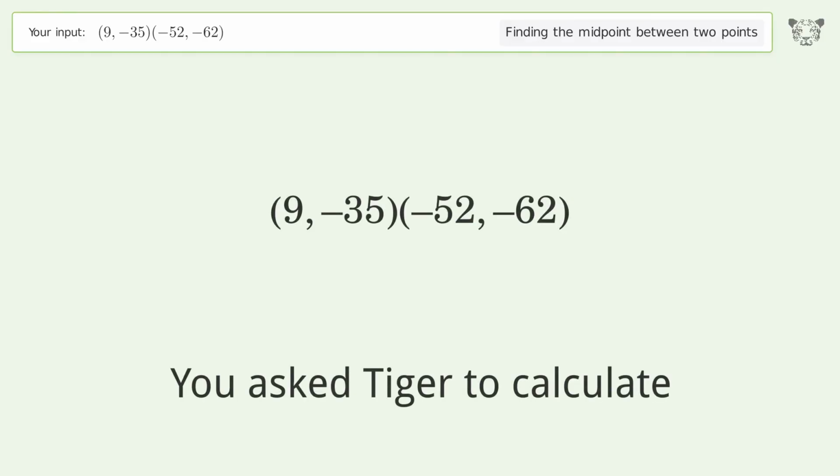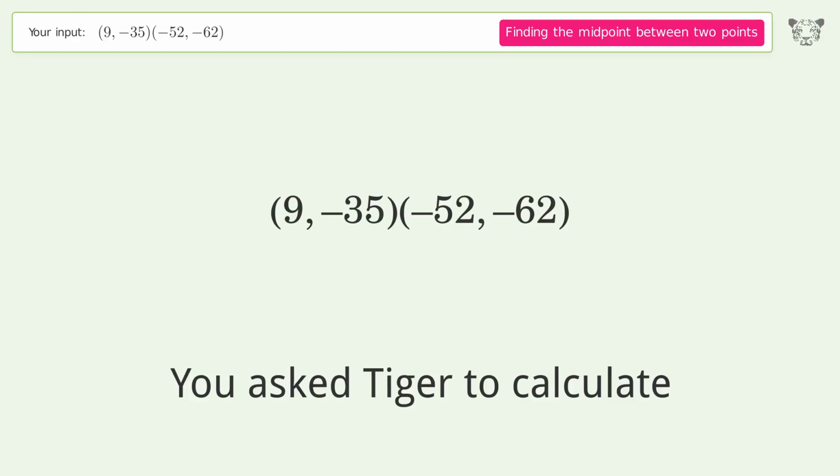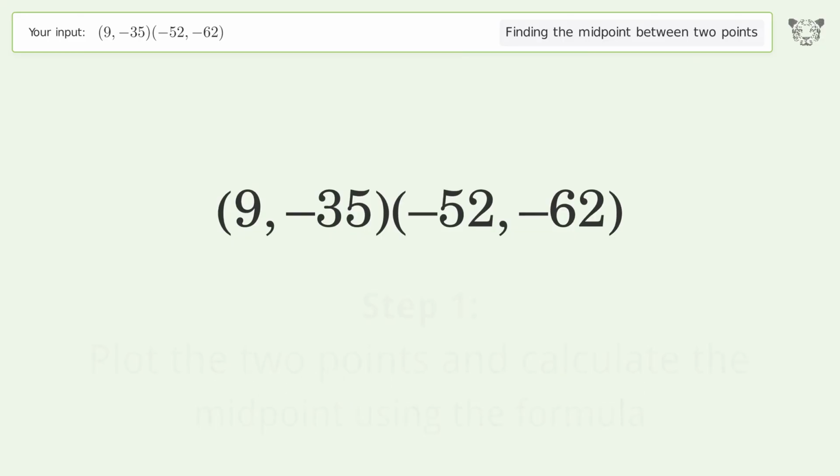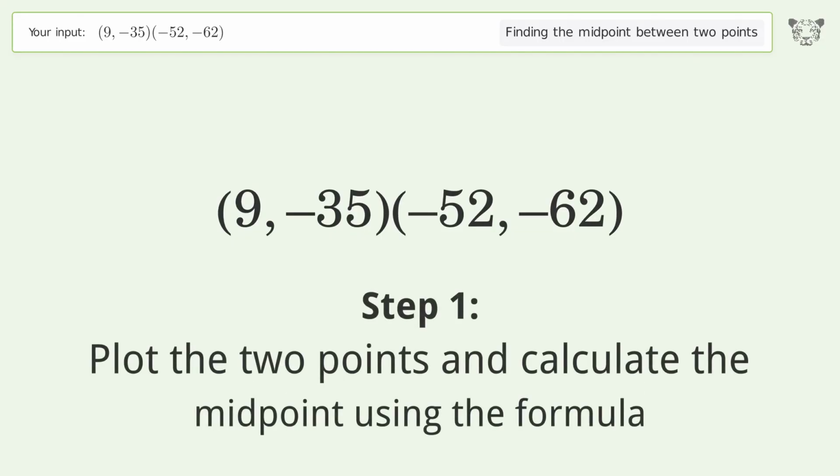You ask Tiger to calculate. This deals with finding the midpoint between 2 points. The midpoint between the 2 points is negative 21.5, negative 48.5. Let's solve it step by step. Plot the 2 points and calculate the midpoint using the formula.